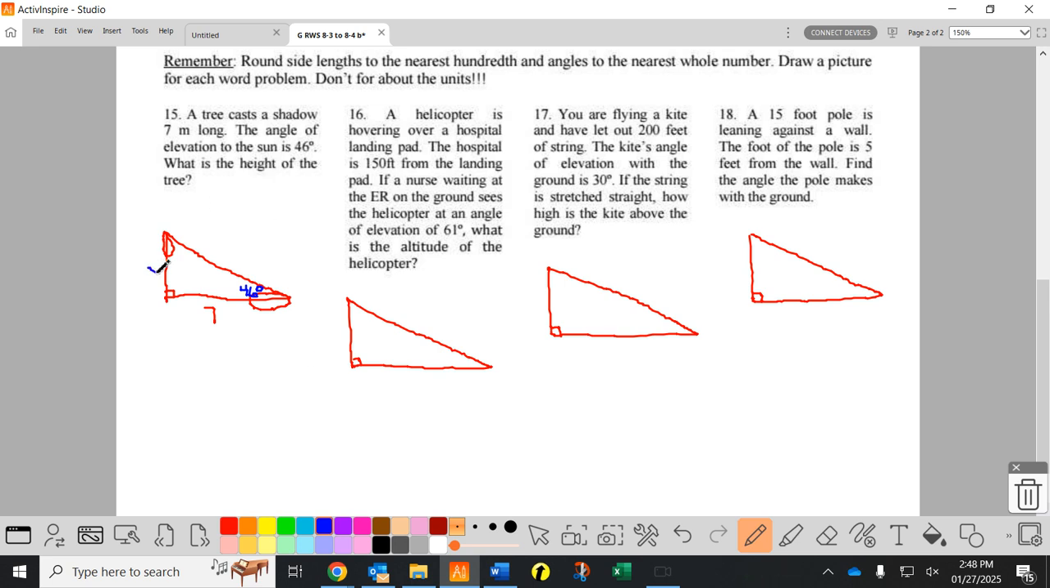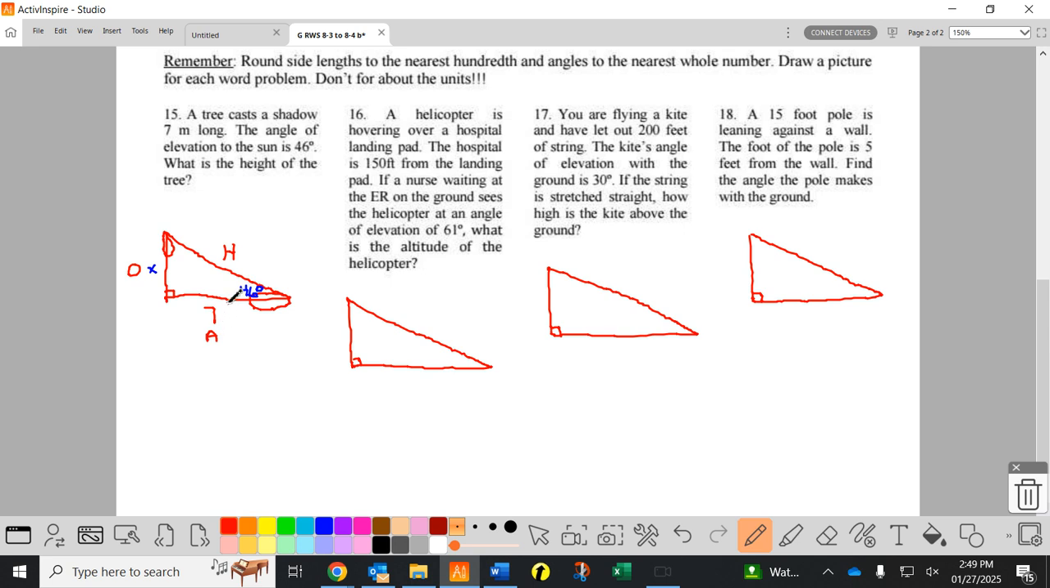And it says, what is the height of the tree? The height of the tree is right here. That's going to be x right there. So then you identify your opposite, adjacent, hypotenuse. Opposite is going to be straight across from that angle, so that's going to be opposite. Got the hypotenuse across from the right angle, that's going to be h. And then this is going to be your adjacent side.